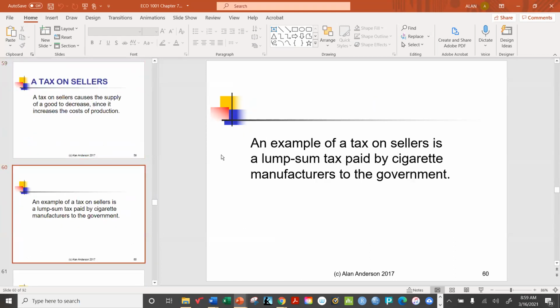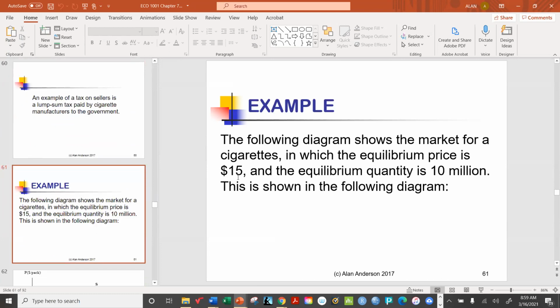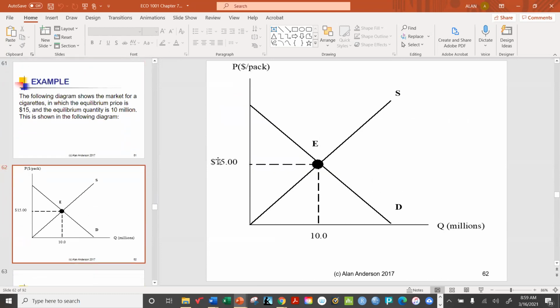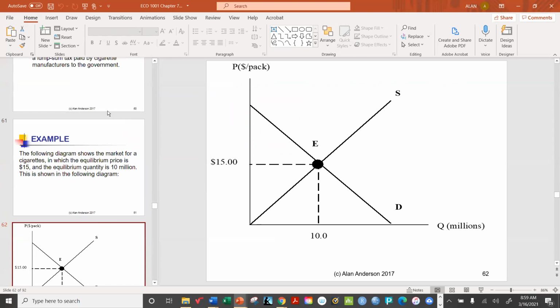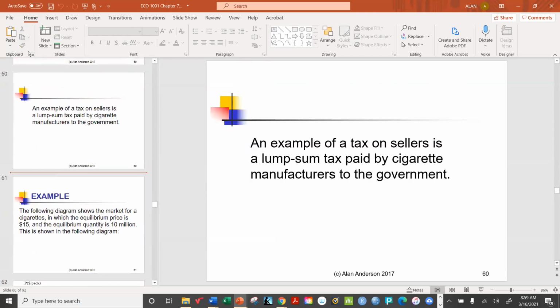We have a lump sum tax on sellers of cigarettes. Now that means it's so much per pack. It's not a percentage of the total. It's a fixed amount. So we start out with equilibrium, where we have $15 a pack and 10 million packs are being sold. And so along comes the government and says, wouldn't it be nice to have a tax on cigarettes? And by the way, I do want to mention here that sometimes taxes are imposed on goods for the express intention. I'll just throw this in here somewhere.